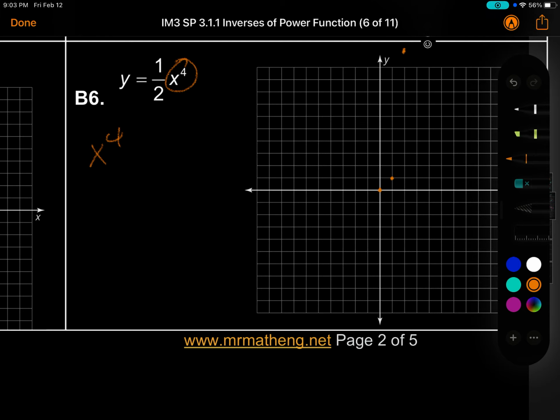Negative 1 to the fourth power is 1, and negative 2 to the fourth power is 16. So here is our parent graph. Make sure those points are distinct so you can see those.